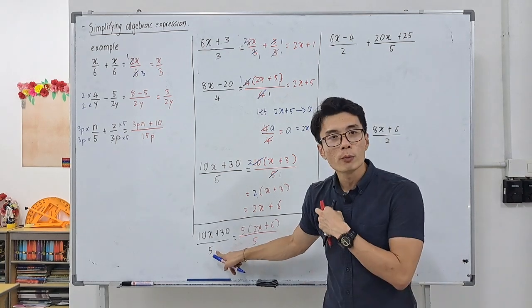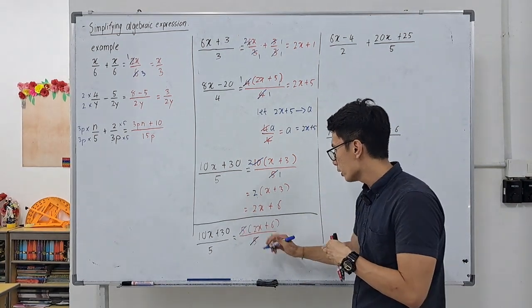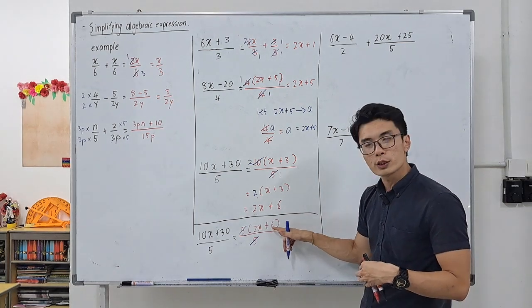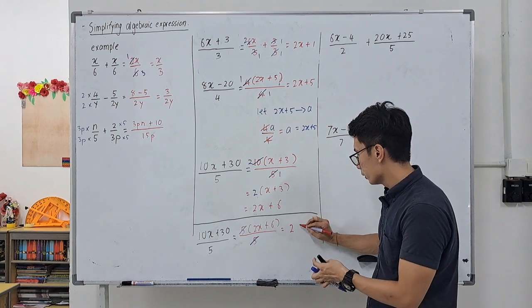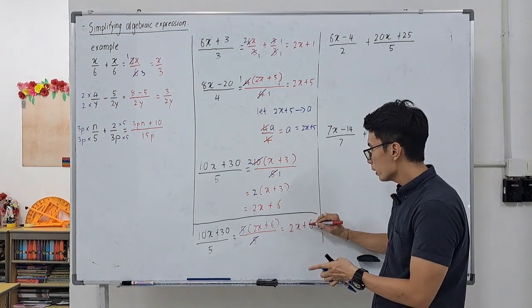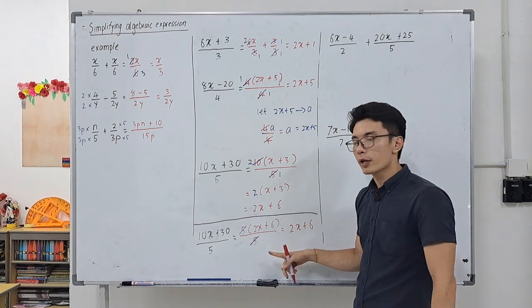Because my denominator is a 5. So I know that I can cancel them directly, and there's nothing else I can do with this bracket. So that's my final answer already. Compared to this, this one is one step faster, right?